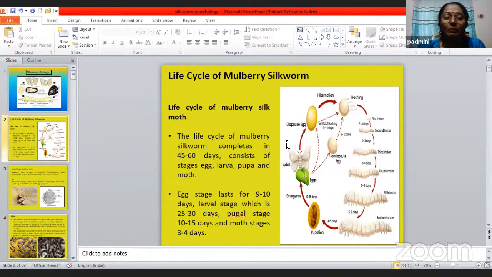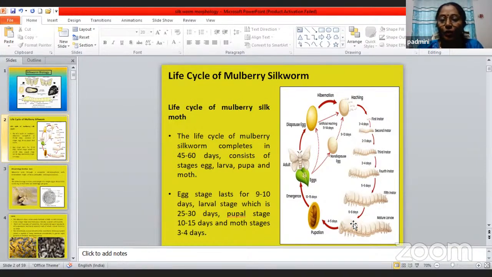If it's a bivoltine or a univoltine, that is when the life cycle is completed in 1 year or say around 8 months or so, then the silkworm life cycle increases. But in a multi-voltine, it can complete within 20 to 25 days. So it consists of the stages of egg, larva, pupa, and a moth is what we're talking about. And the egg stage lasts for around 9 to 10 days, whereas the larval form is for up to 25 to 30 days. So this 25 to 30 days is what we are talking about in a multi-voltine.